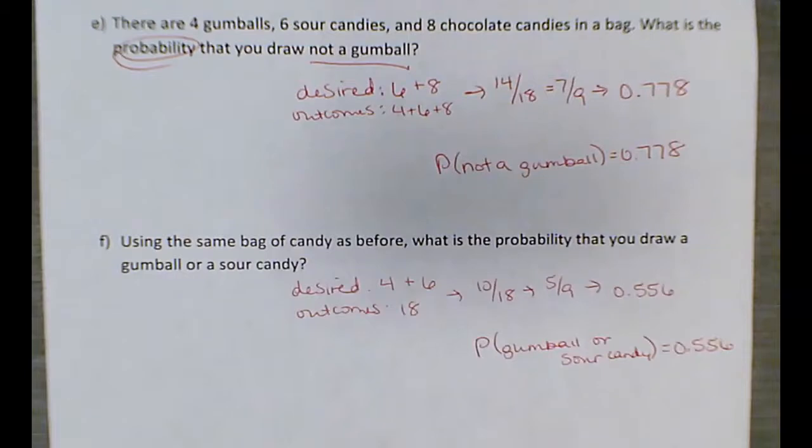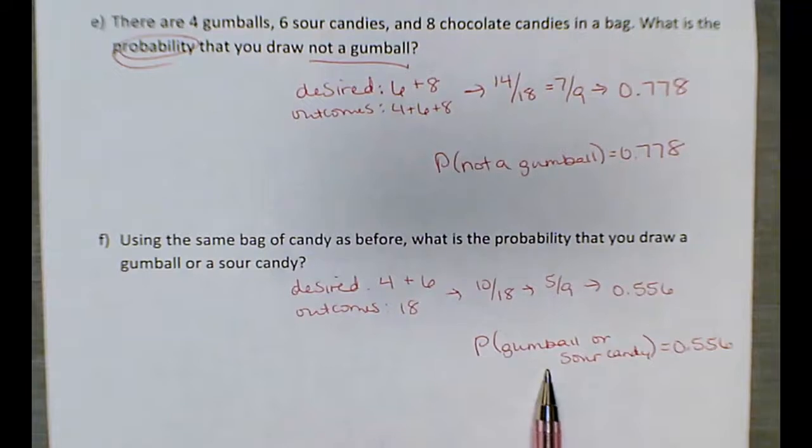So in that same bag of candy, there are 4 gumballs and 6 sour candies. So those are our total desired things that we could draw. The outcomes is still 18. 4 plus 6 plus 8 is 18. So we get a fraction that we simplify and then we turn into a decimal. So the probability of drawing a gumball or a sour candy out of that bag of candy is 0.556.